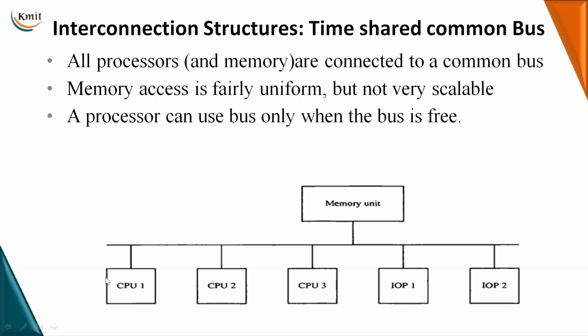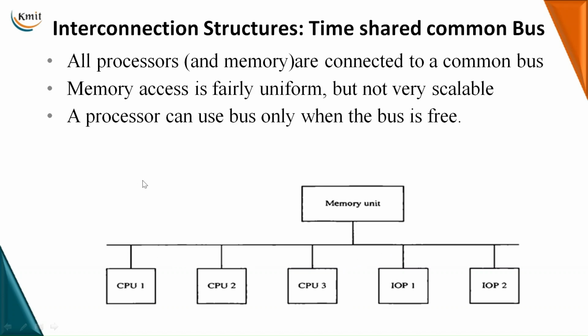CPUs contain the ALU and are responsible for executing the ALU related instructions, whereas IOPs, input output processors, are responsible for executing the input output related instructions. So all these different types of processors are connected to the memory unit through a single common bus. The name implies it is a time shared common bus, which means that the time is shared between all the CPUs that are connected to the particular bus.